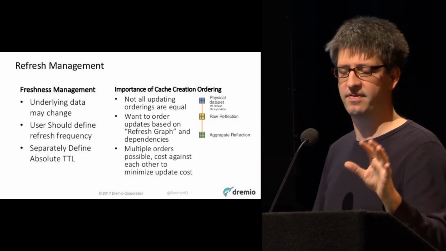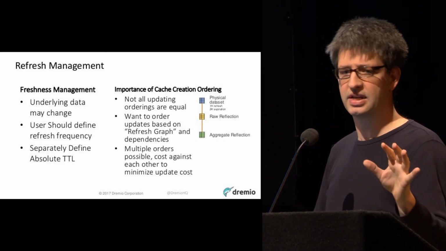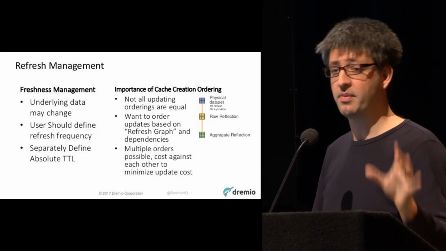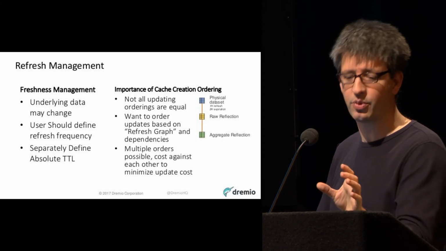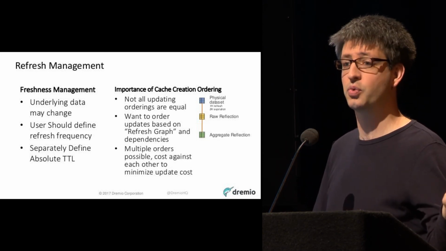Because if I have, for example, a raw reflection and then I have an aggregate reflection, the raw reflection, which will be columnar, and then the aggregate, which is going to also be columnar, it's a lot better to do the raw reflection first, because now I have an optimal representation that I can do the aggregate reflection on top of, rather than, say, going back to the JSON source twice.